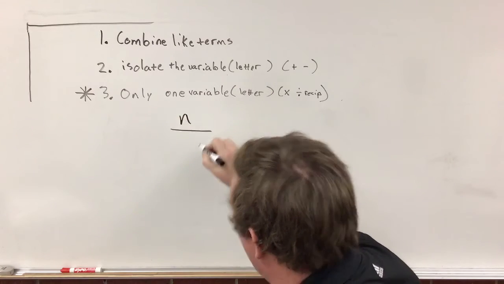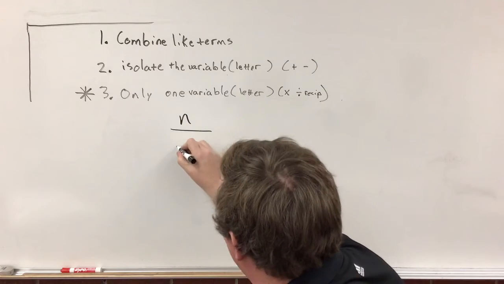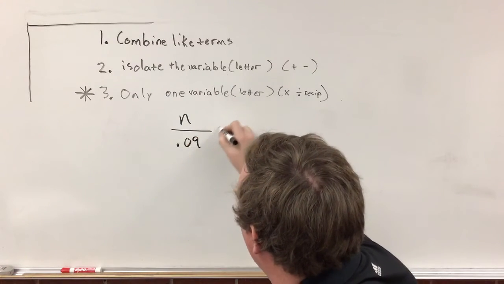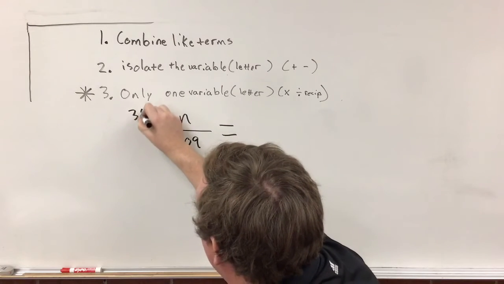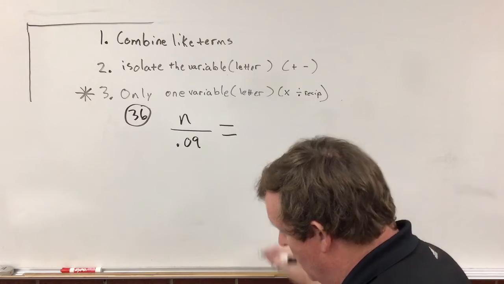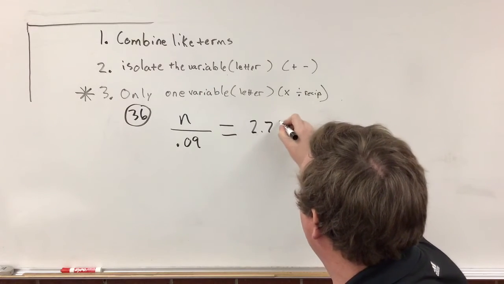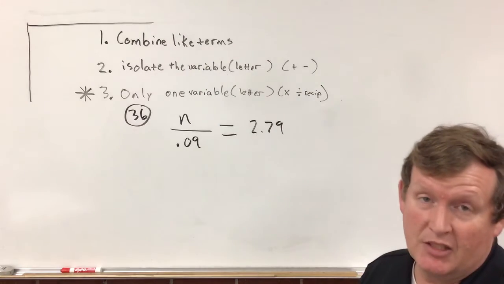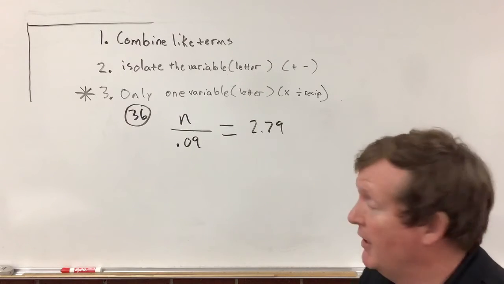It has n over, oh, that's quite the decimal, 0.09 equals, this is number 36, 2.79. Now, we didn't practice this. This is part of the reason why I wanted to do this problem today.